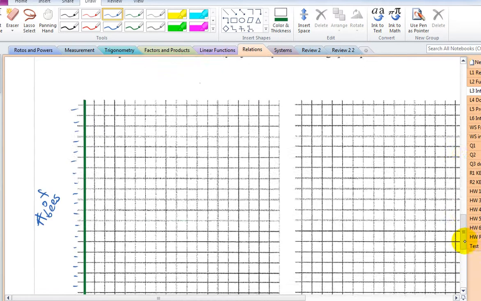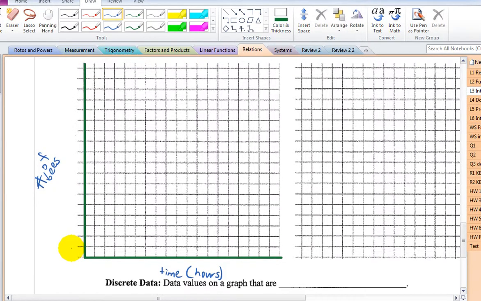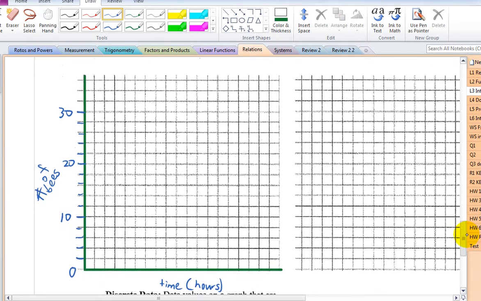So we can start at 0. I should erase all these ticks. And you should definitely graph in pencil. And go up by 2. 2, 4, 6, 8, 10. And I'm going to label 10. I'm not going to write all the numbers. You don't need to. That's too much information. It ruins the picture. 12, 14, 16, 18, 20, 22, 24, 26, 28, 30. Okay? So we should still get a pretty good picture for the number of bees.